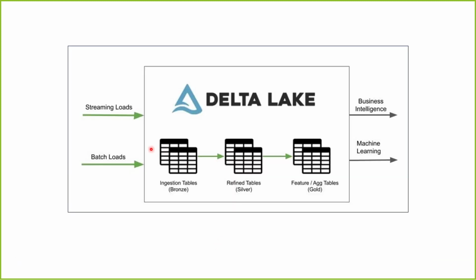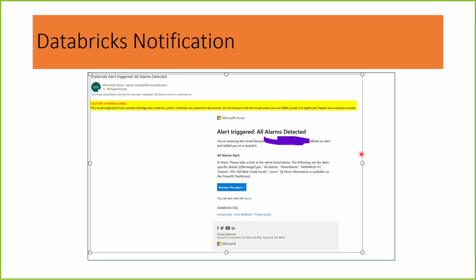Being said that, our architecture is basically streaming loads and batch loads, and we look at the ingestion table, refined table, and gold table, and we could serve various business intelligence and machine learning. Once our data is processed, we must receive a notification. This is the real-time notification which I receive, and I got the details: a blockage type has been generated, what is the meter name, what is the station name, all those kinds of details.